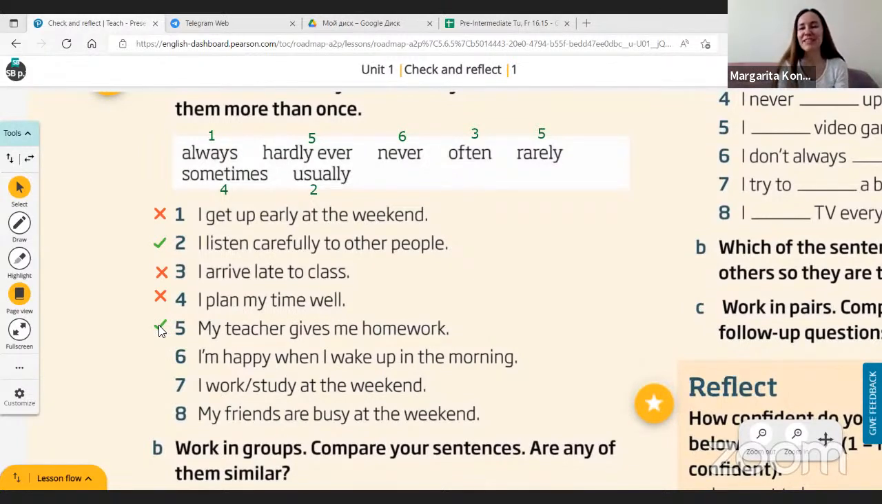Okay, next one, 6. I'm always happy when I wake up in the morning. Oh, that's good for you. I am only sometimes happy when I get up in the morning. Only sometimes. Okay. These days, I hardly ever work at the weekend. And you?